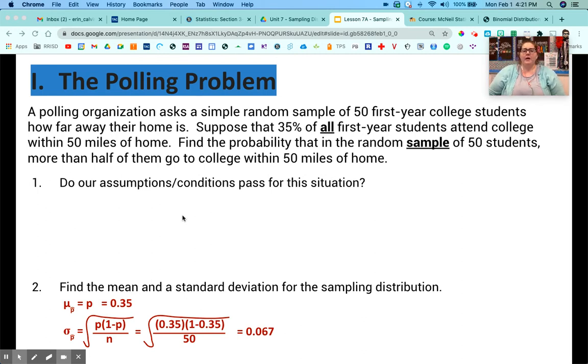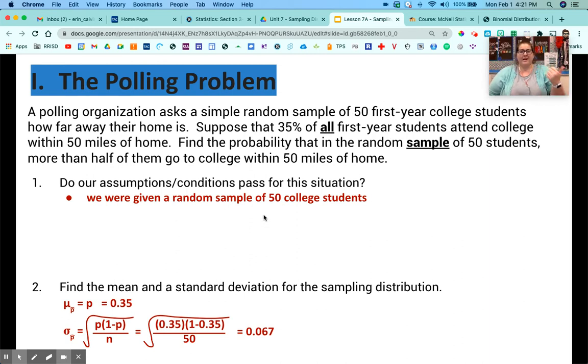So number one, we're going to check: do our assumptions and conditions pass for this situation? The first thing, random sample, is pretty easy because we were told that it is a random sample of first-year college students. So we're good there. That's not even something we have to assume. We know it to be true. So we're good on bias. We can pretty safely assume that there's not going to be bias in this situation, at least not sampling bias.